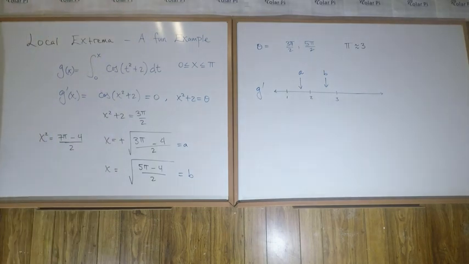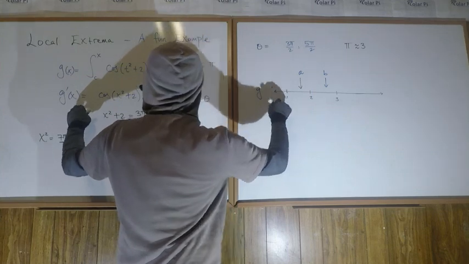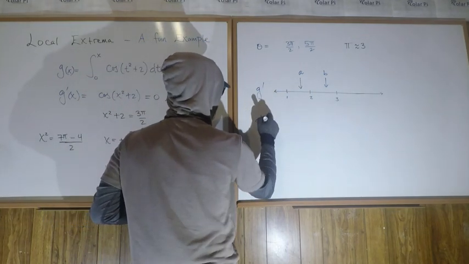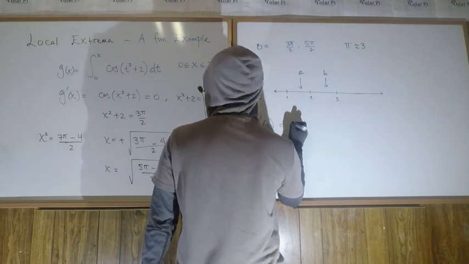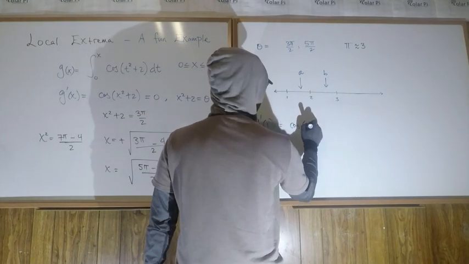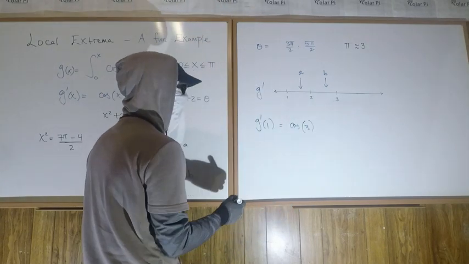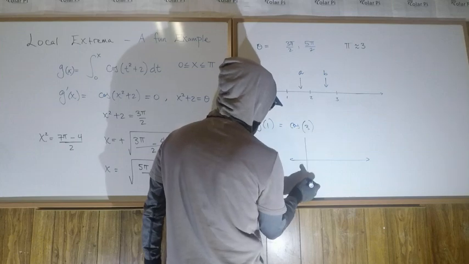Okay, so we're plugging in G prime. So to the left of A, we can plug in 1. So we decide, what is G prime of 1? Well, G prime of 1 is going to be equal to cosine of 1 squared plus 2. So it's going to be cosine of 3. I wish I didn't erase that cosine graph just about right now. Okay, so what's cosine of 3?